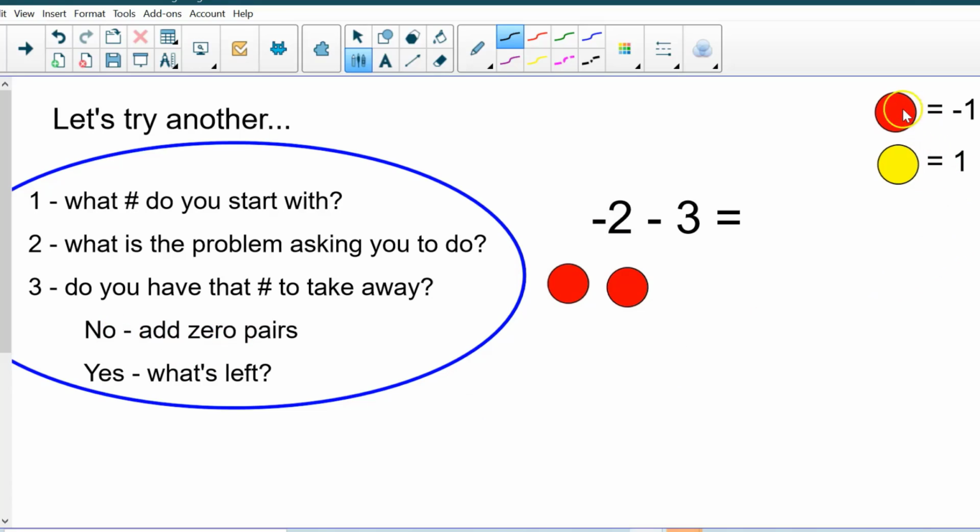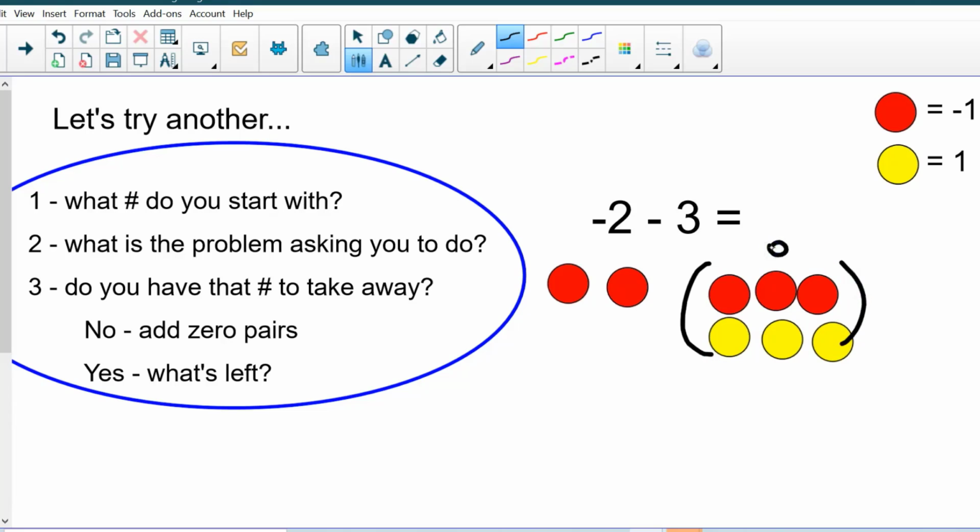So we don't have that, so what do we do? Add 0 pairs. How many 0 pairs should I put on here? Should I put on 1? Will that give me the 3 positives to take away? Nope. So I've got to add another 0 pair. I'm going to add, in fact, how many 0 pairs? 3 0 pairs. Why? Because that's the number I want to take away, right? The 3 positives. So again, here's my 0 pairs. That makes 0, right? They're opposites. Negative 2 plus 0 is still negative 2. Right? I'm just going to put those on there.